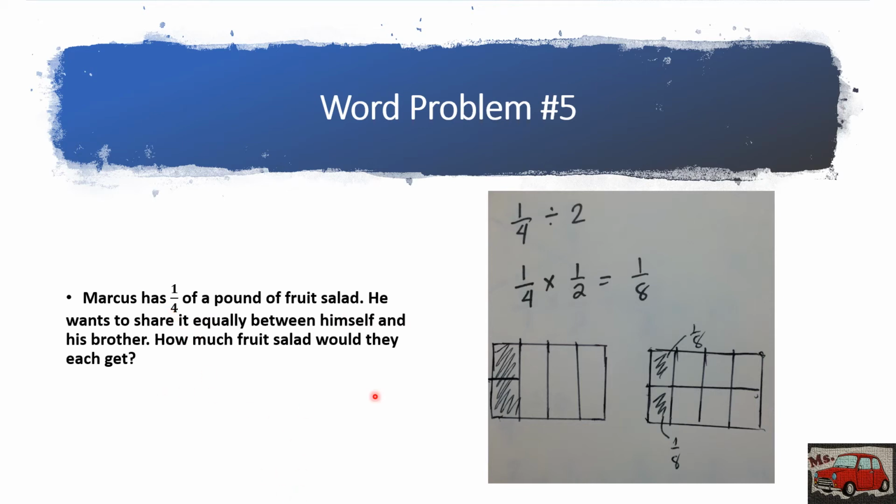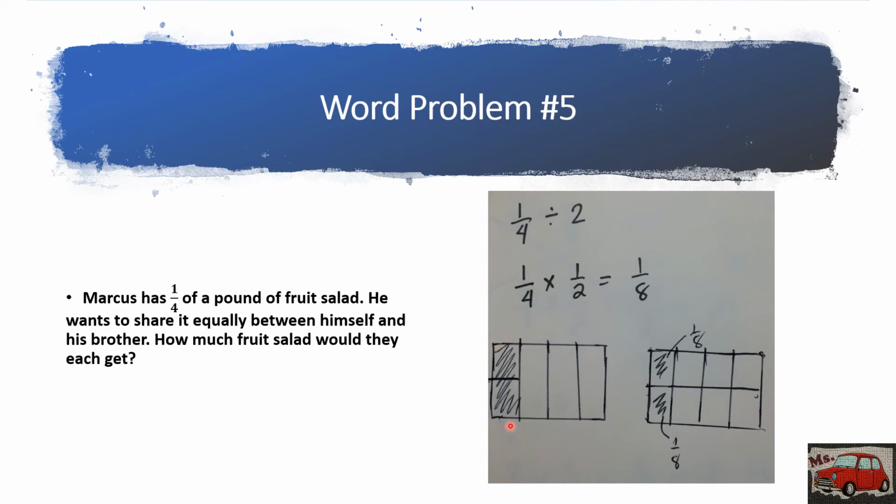So, we will divide 1/4 by 2 and we will change that into multiplication and the 2 will become 1/2. So, to multiply this, the answer is 1/8. Okay, so bawat isa sa kanila, kay Marcus at sa brother niya, makakuha ng 1/8 of a pound of fruit salad.